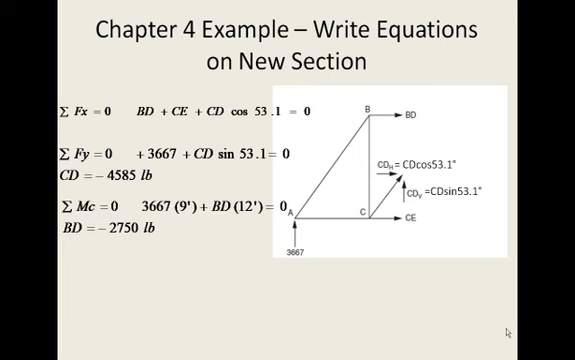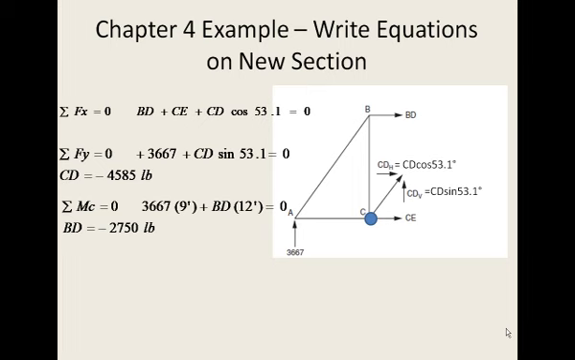Finally, I'll sum moments about point C. I choose point C because it takes two of the unknown member forces and cancels them out because they act through joint C. That only leaves me with BD and the reaction force remaining. So I solve my sum of moments equation about joint C as shown, and BD comes out to be a negative 2,750 pounds. Again, the negative means it acts opposite from the direction I have shown.